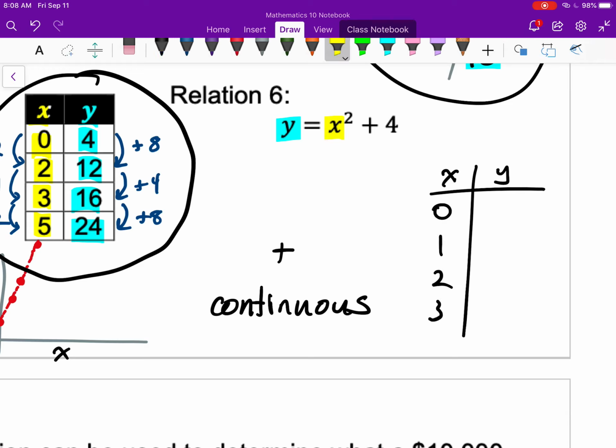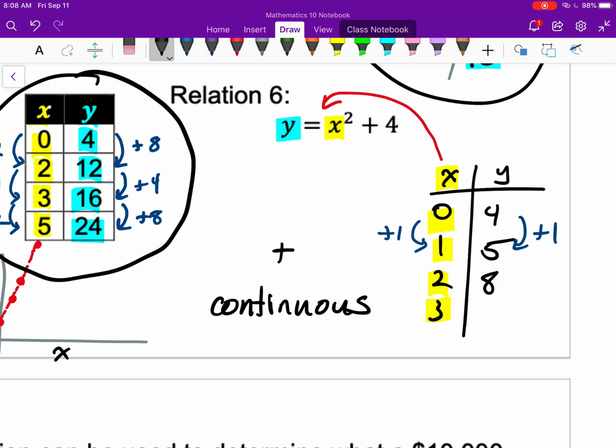This time replace x with 0. Again, this equation tells me the rule for how to figure out y. So 0 squared is 0, 0 plus 4 is 4. Okay, so far that tells me nothing. I got to keep doing more. Replace x with 1. 1 squared is 1, 1 plus 4 is 5. So now I can see as x goes up by 1, y goes up by 1. So if this is linear, that should continue. Replace x with 2. You get 2 squared is 4, 4 plus 4 is 8, and right off the bat I can now see this is not linear. As x goes up by 1, y now goes up by 3. So this is not linear.